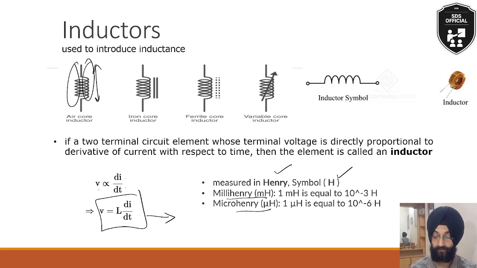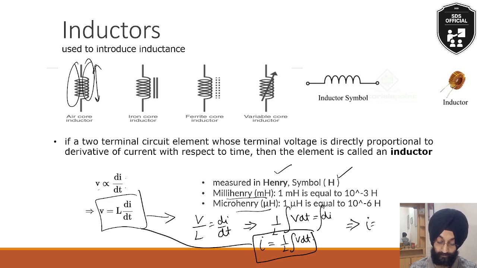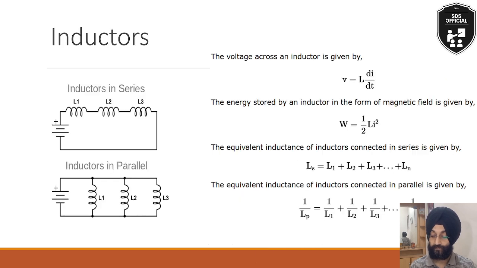We can also derive the equation of current from this. V by L is equal to di by dt, or 1 by L V dt is equal to di. Integrating both the sides, it will be like this, and the formula becomes I is equal to 1 by L integration of V dt. So this is the formula for current associated with the inductor. This is the formula for voltage, and this is the formula for current. Okay, I hope this is clear.